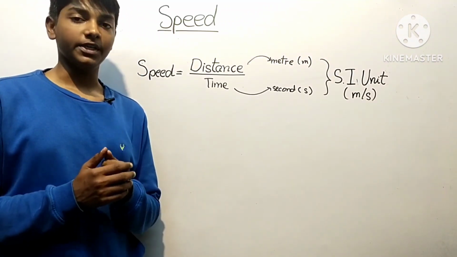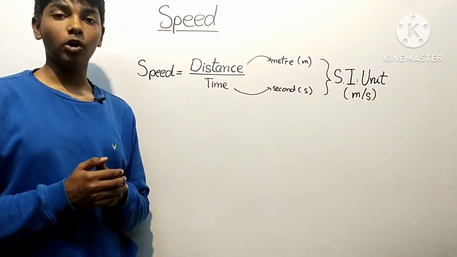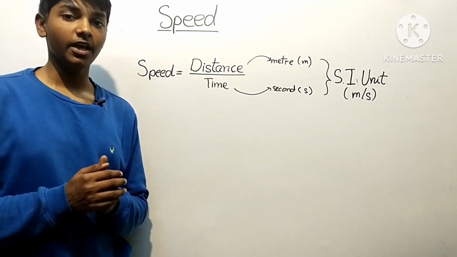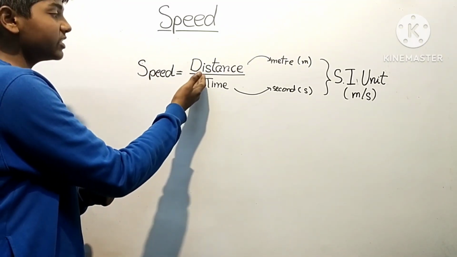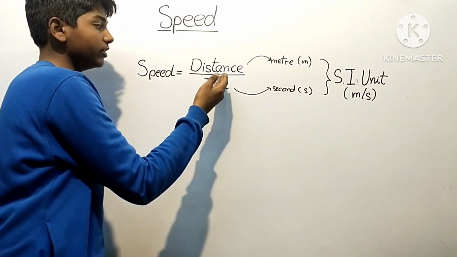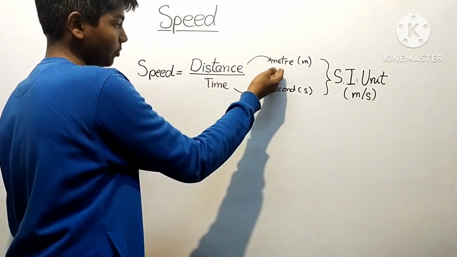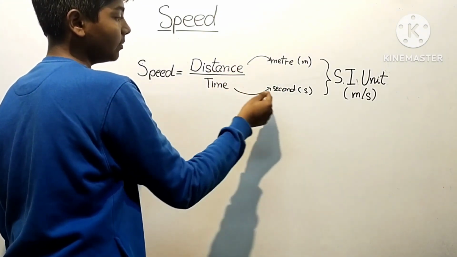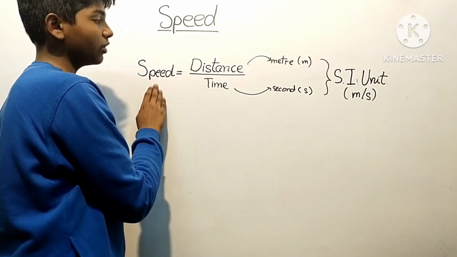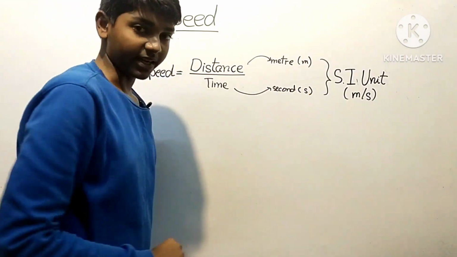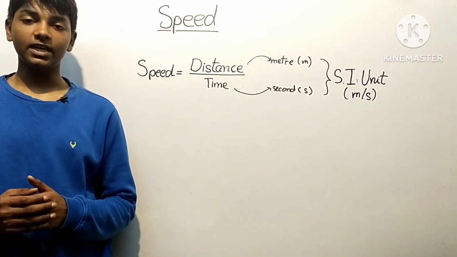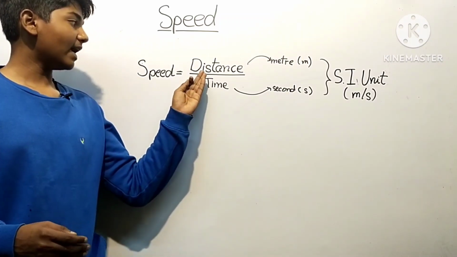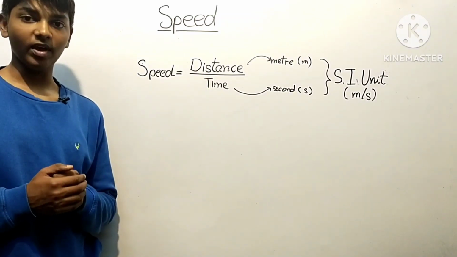On to the next point, speed. Speed is the rate at which an object covers a certain distance. Speed is expressed as distance upon time. The SI unit of distance is meter and the SI unit of time is second. Therefore, the SI unit of speed would be meter per second. Speed is also a scalar quantity because distance is a scalar quantity as well.